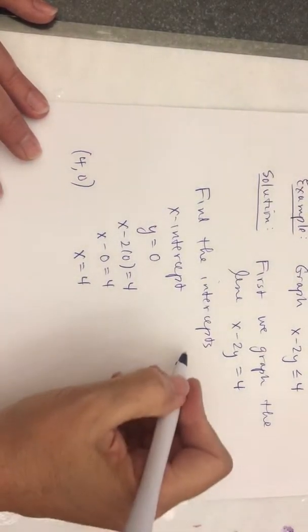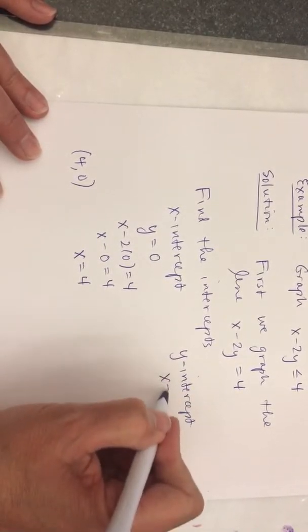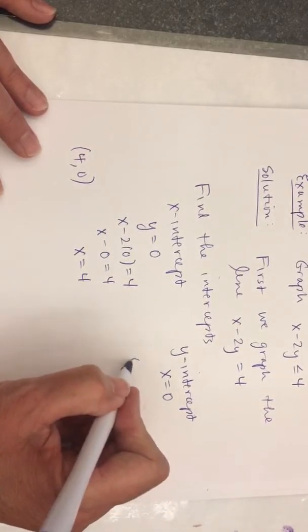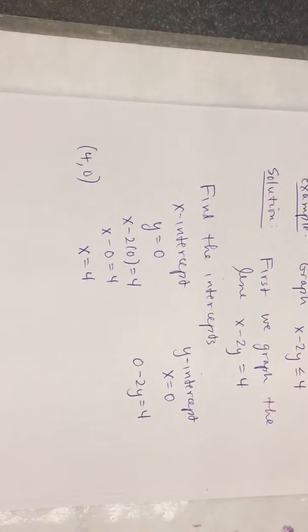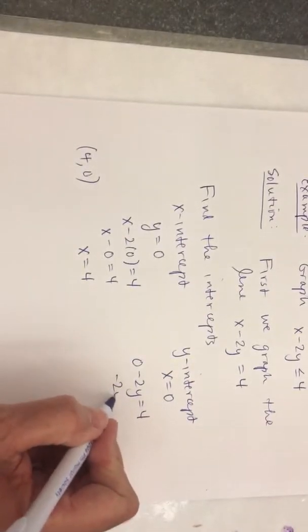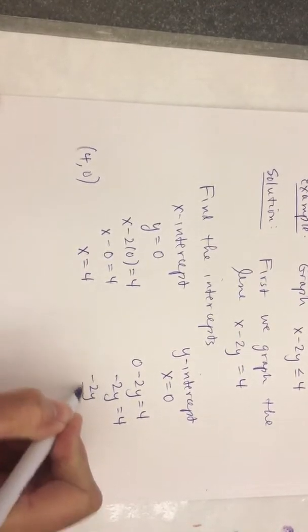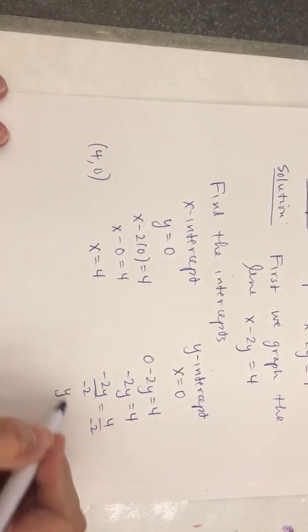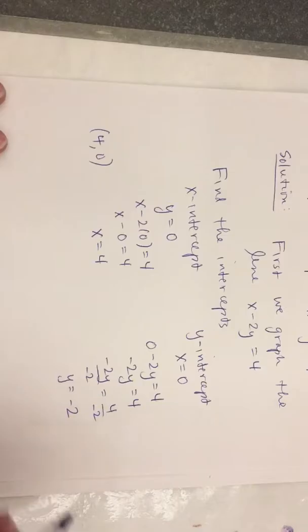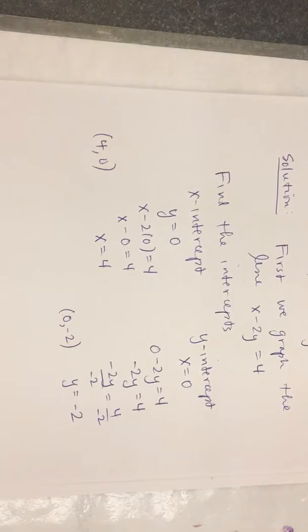The y-intercept is next. For the y-intercept, x equals 0. So this will give me 0 minus 2y equals 4. 0 minus 2y is negative 2y. Negative 2y equals 4. Divide both sides by negative 2. Negative 2y over negative 2 is 4 over negative 2. Y equals negative 2. The y-intercept is 0 comma negative 2.